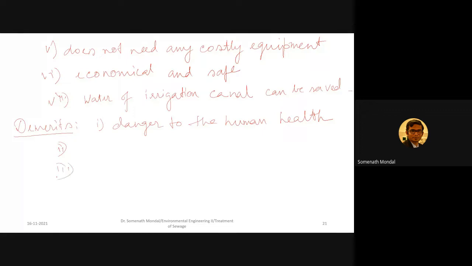Number three, this method is not applicable for all the seasons of the year. In monsoon, some other arrangement of sewage disposal has to be found out, because in monsoon, all those processes will not happen, because the absorption capacity will not be as high as in the dry season. So you can write: not suitable in all the seasons.